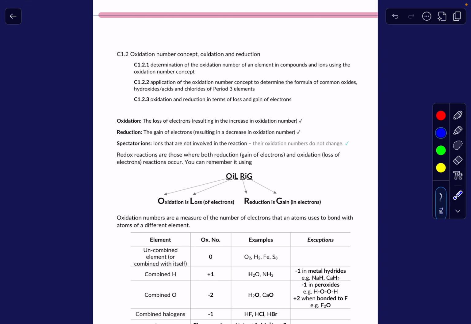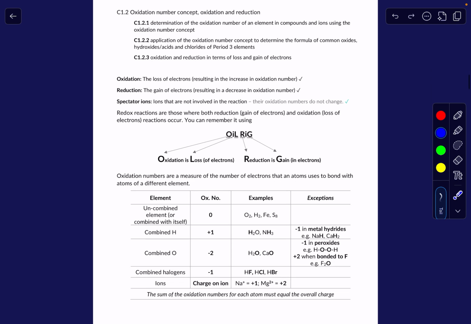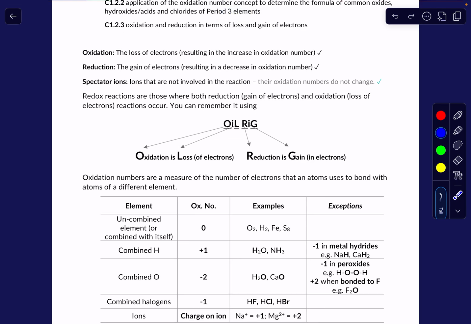This video is going to cover most of the practice. I don't really want to go over definitions. You can see the definitions over here. You can read them. I will repeat OIL RIG to you because this is just easy. So we're going to look at the oxidation number concept, oxidation and reduction. Oxidation, you guys should be aware of OIL RIG. Oxidation is loss of electrons and reduction is gain in electrons. It's really common to mix these up, so I would just write OIL RIG the moment you get your paper. OIL RIG, oxidation is loss, reduction is gain.